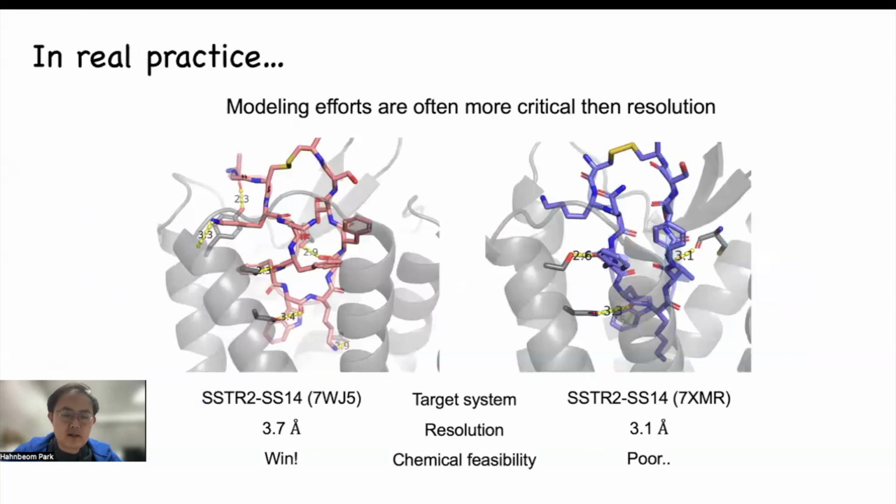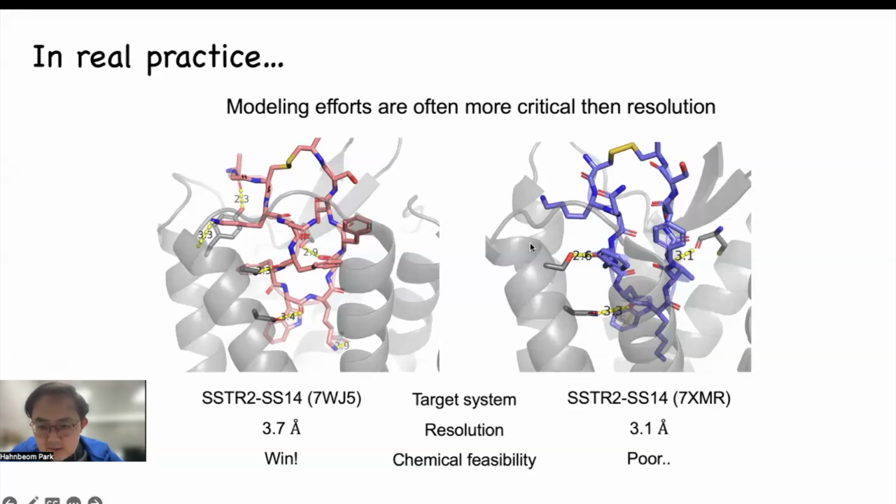I'm showing here how the outcome protein structure is built depending on the human modeling effort. This is the same protein, a somatostatin receptor with the peptide bound. They were determined at about the same time, and the resolution is worse on the left. But if you carefully look at the atomic structures, the left one has more hydrogen bonds and better packing, no clash.